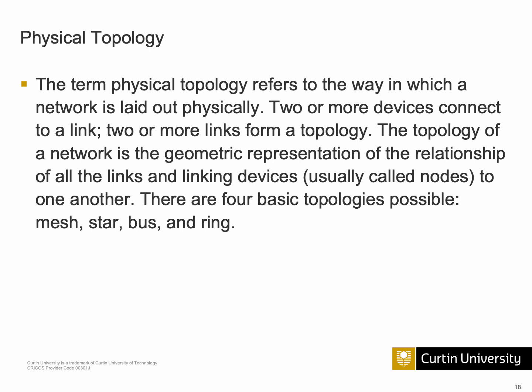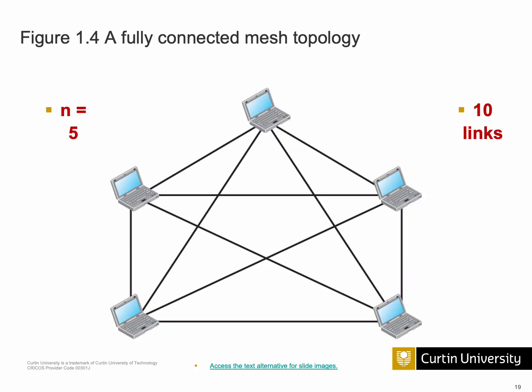The next term is physical topology. This means how the network is connected or laid out physically. So two or more devices connect to a link, and two or more links can form a topology. We'll go through different topologies now.